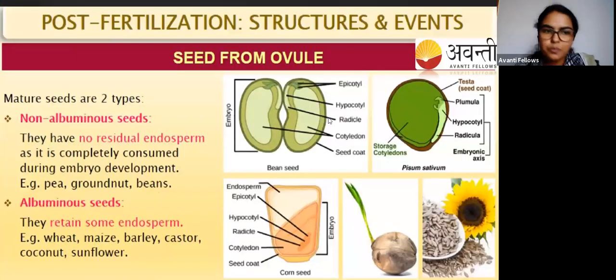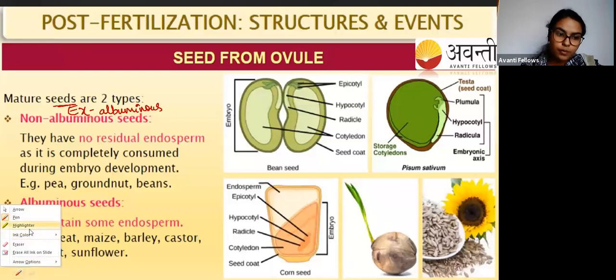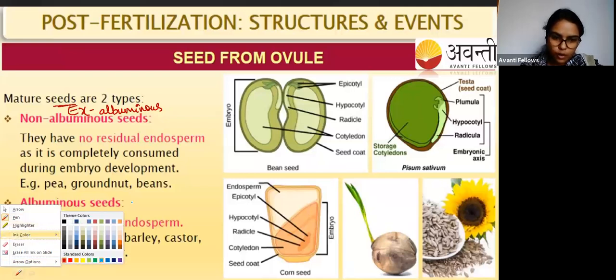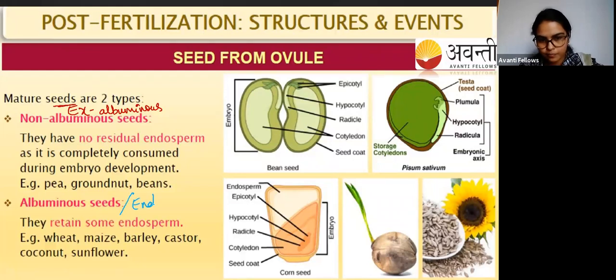So there are two types of seeds in the market. Okay, so in the market there are two types of seeds. Okay, so one is called non-albuminous seed, also called ex-albuminous, and albuminous seeds. And these are also called endospermic and non-endospermic seeds.